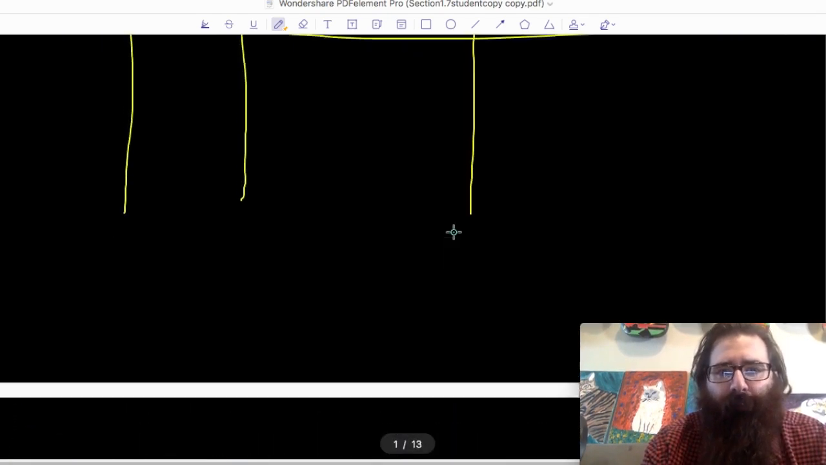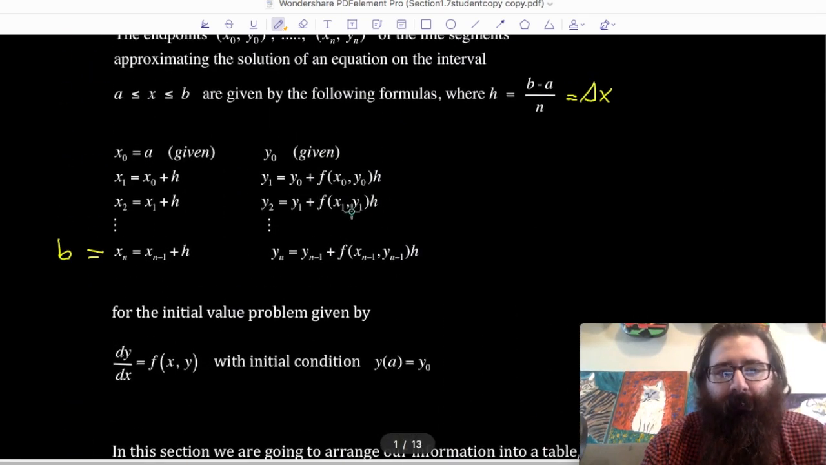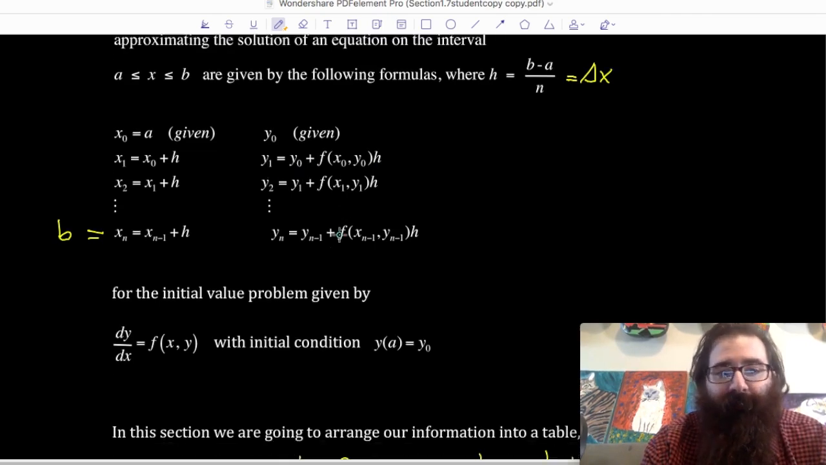If we go back to the formula, we can see that's what's supposed to be happening here. So what we do is we evaluate the differential equation, which we did, multiply it by the step size h, but then we have to add it to that previous y value to push us to the next y value.